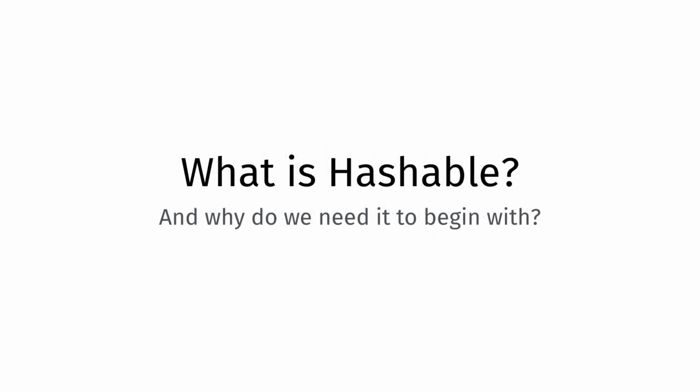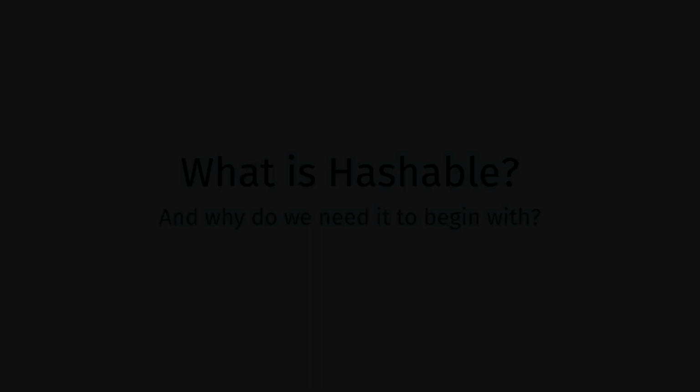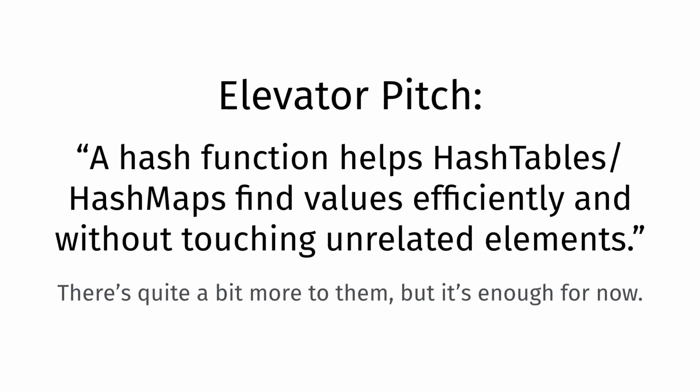But first, to get on the same page, let's look at what actually is Hashable and what it is for, what it is needed for. An easy elevator pitch of Hashable would be that it helps hash tables and hash maps, which are the basis of both Set and Dictionary in Swift, to find values very efficiently without touching unrelated elements. So you don't have to move or walk through a long list of elements to find the one you're looking for, because you already have some kind of heuristic of where to look for the stuff you're looking for.